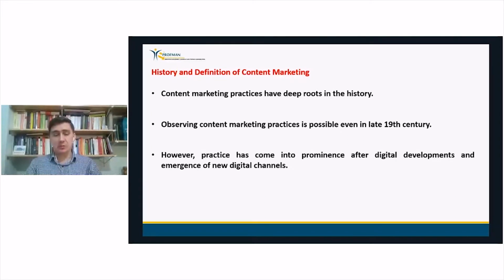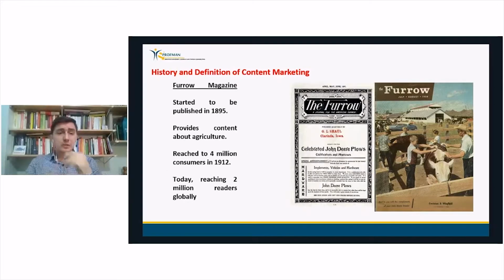But when we return to the topic, after digital developments, the practice has come into prominence, and methods of distributing content changed. As you can guess, people do not have to print and think about the logistics of all these printed materials nowadays, because we have ebooks, blogs, and social networks. So, I would like to take a look at examples of content marketing in history. I just thought that it would be a bit interesting to see some historical material about this practice.